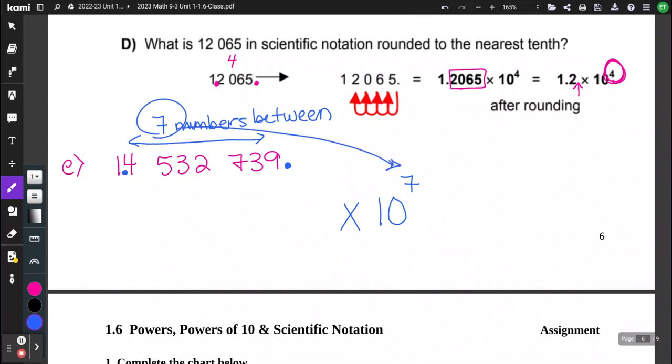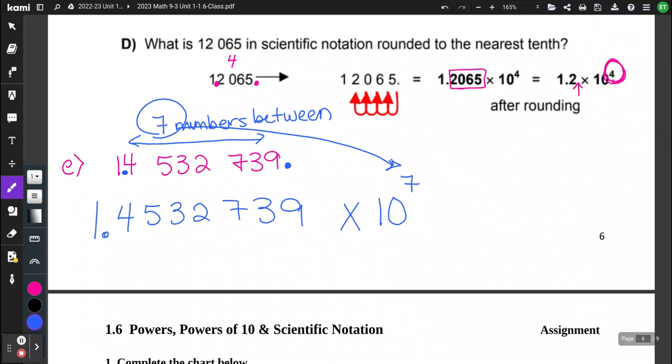Now, what number do I write first? I write the original number with my decimal moved to the new spot. So my number is going to be 1 decimal 4 5 3 2 7 3 9. Now, if we wanted to, we could have done what the question above did, and they rounded it to the nearest 1 decimal place. So if we rounded to the 10th, I could do the same thing on this question.